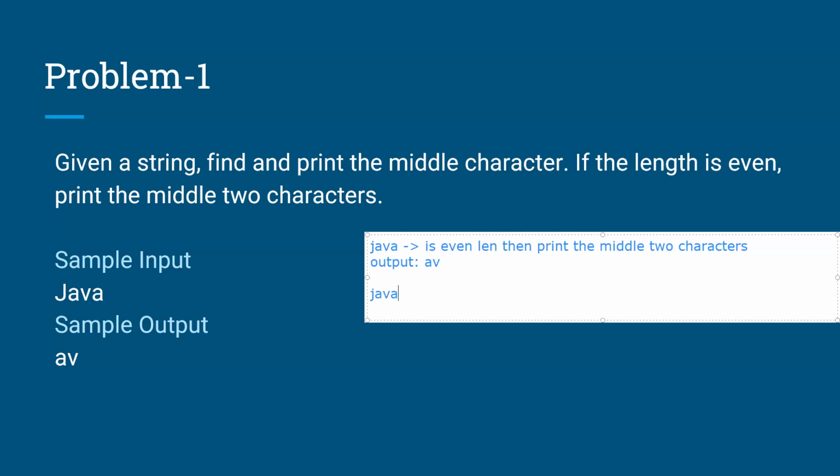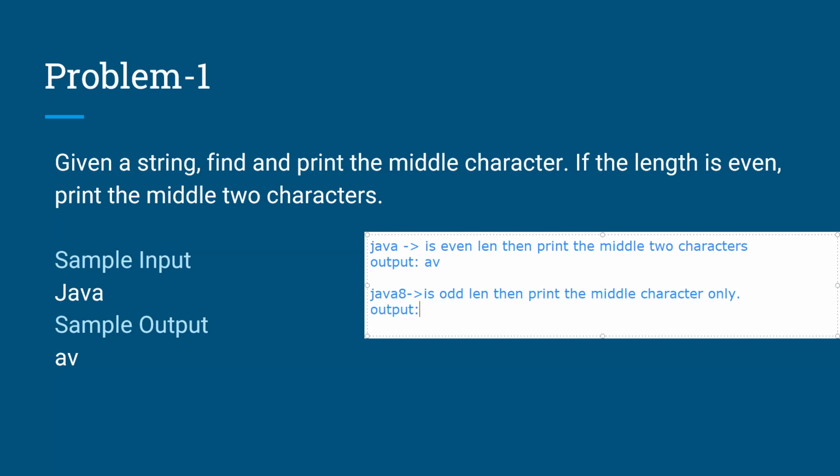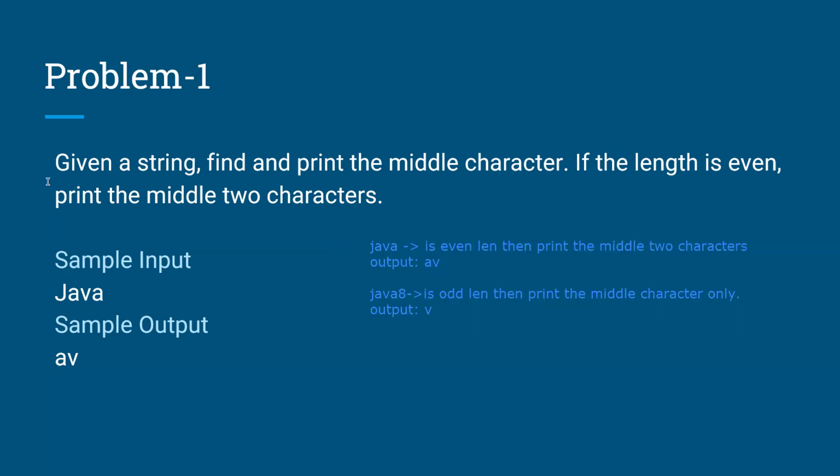What if I take Java8? Now the length is odd, so print the middle character only. Can you guess the output? Only V. This is our requirement. I hope you're understanding, guys. What is our requirement? Given a string, find and print the middle character. If the length is even, print the two middle characters. This is the question.